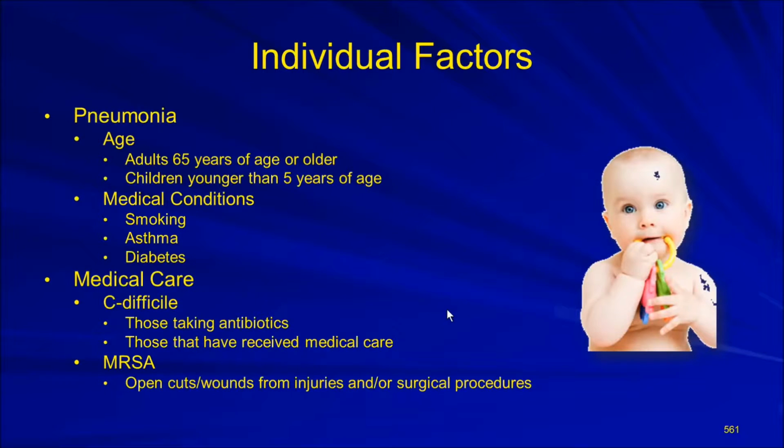We do see some individual factors as well. When we look at a disease like pneumonia, one factor taken into consideration is the age of the individual. Particularly with pneumonia, we look at adults 65 years of age and older, and children younger than 5 years of age, particularly because infants and children crawl on the floor and put their hands and toys in their mouths.